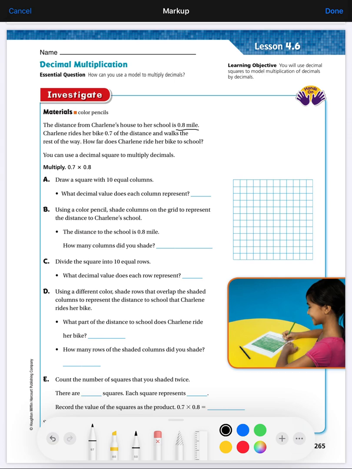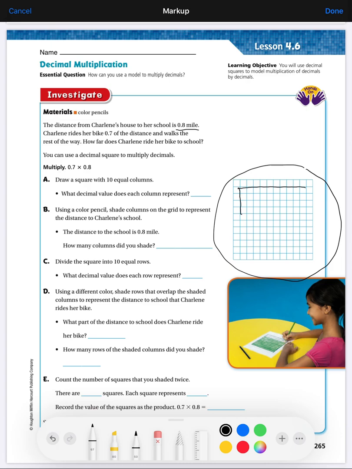Okay, so it says here you can use a decimal square to multiply decimals. So what they're talking about is this square over here that has the grid. Okay, that's the decimal square. So it says to draw a square with 10 equal columns. So using this grid, we're going to draw a square with 10 equal columns. So we've got 1, 2, 3, 4, 5, 6, 7, 8, 9, 10, okay?